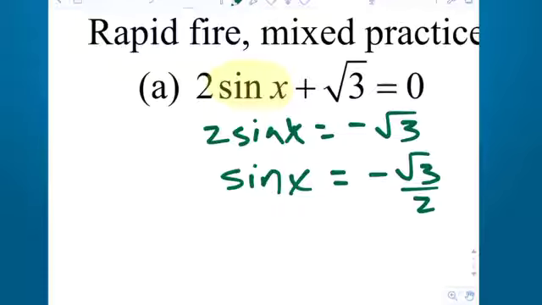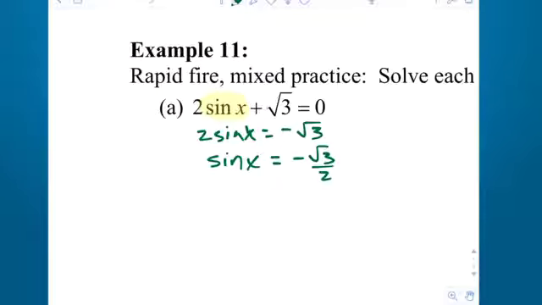Now, if this were just 2x plus the square root of 3, instead of sine of x, we'd be done. We'd have x equals this number. But here's where the fun begins, right? Trigonometry. So now we have sine of x equals negative square root of 3 halves. It's unit circle time. And we are not going to be taking the inverse sine function of both sides to solve for x, but rather the inverse sine operation.